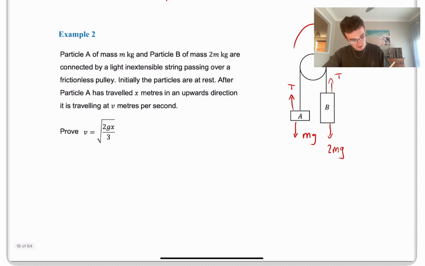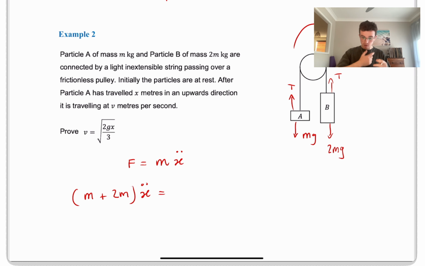Now we know that F is equal to ma, or m x double dot. Now the force of the whole system, we think about it as one single system. The mass of the system is going to be m plus 2m times the acceleration. Now let's think about what's going to be happening here and here.